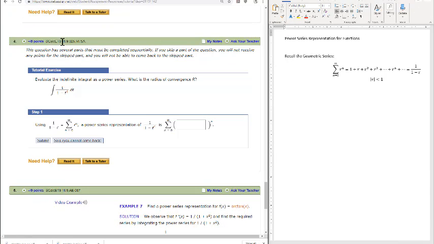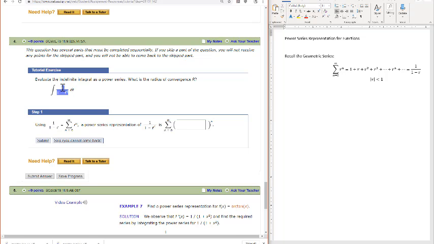Let's do this problem from your lab assignment, section 11.9. They want us to evaluate the indefinite integral as a power series. Looking at this, it might be doable if we do a u substitution and then a trig substitution. But let's do it using a power series.